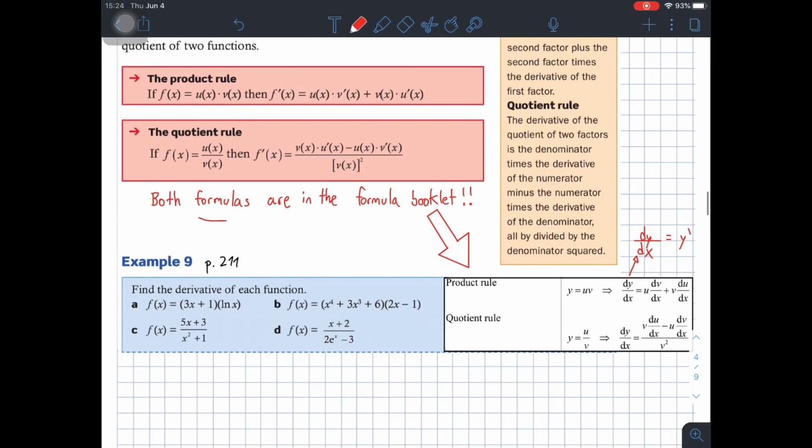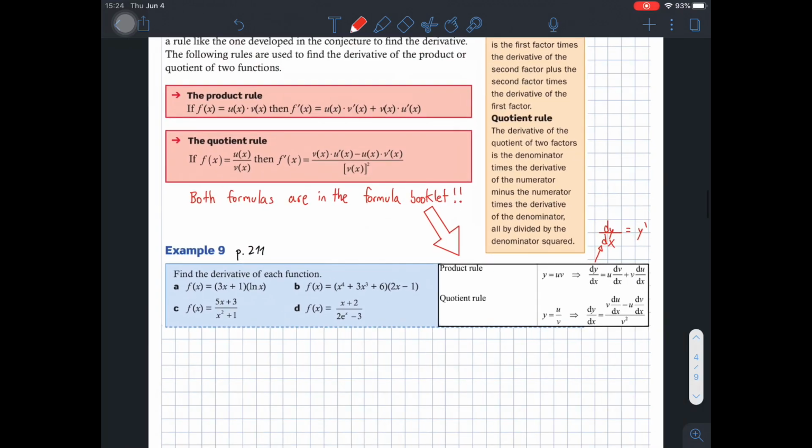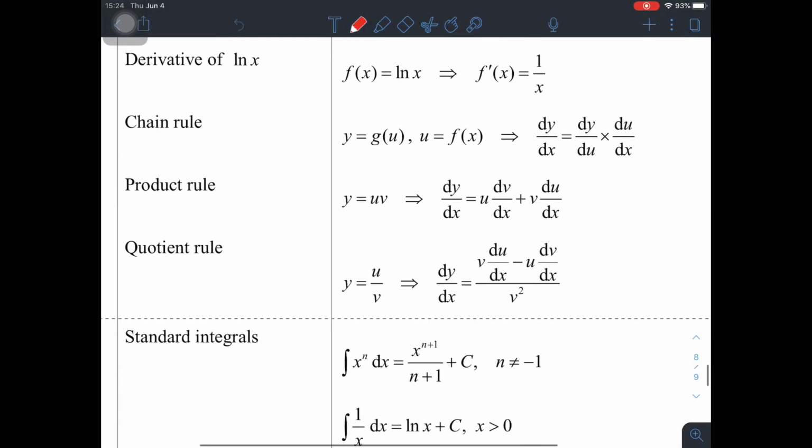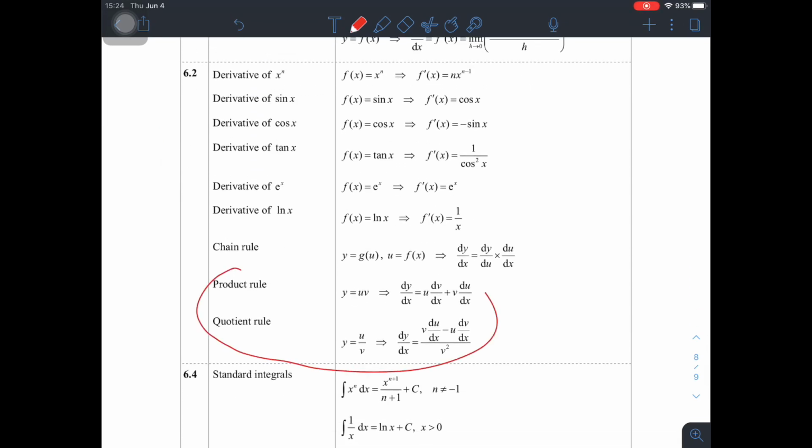So, as I said here, both formulas are in the formula booklet, but they are written in this way, okay? Let me show you that in the formula booklet for you to see. If you go to topic 6, which is calculus, you're going to see that here you have product rule and quotient rule, and both are written in this way, looks like Chinese language, but it's not, okay? So the product rule, the quotient rule. And as I mentioned before, this one is the power rule, which we already saw. This is a derivative of e to the power of x and derivative of natural logarithm of x. So we have seen this derivative, this derivative, this derivative, and we are studying this too now, right?